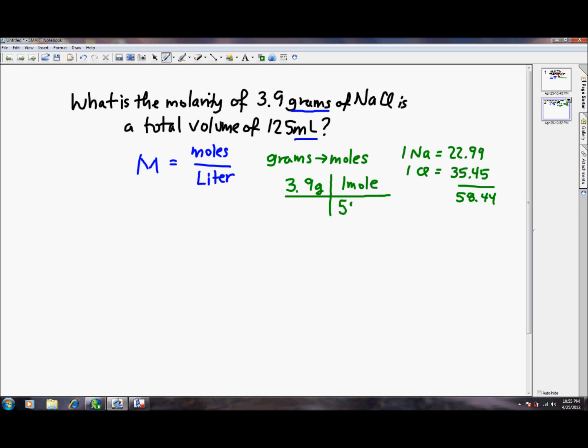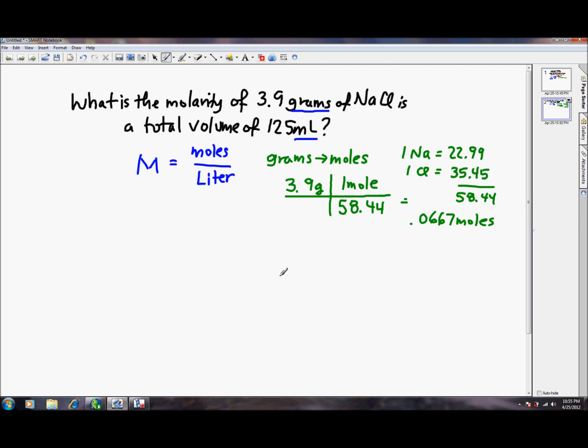Okay, I will remind you that when you do your problems, I need to see your work when you are finding molar mass for everything except an element or a diatomic element. Okay, so I need to take the 3.9 divided by 58.44. Okay, and that equals 0.0667 moles. Okay, one unit down.